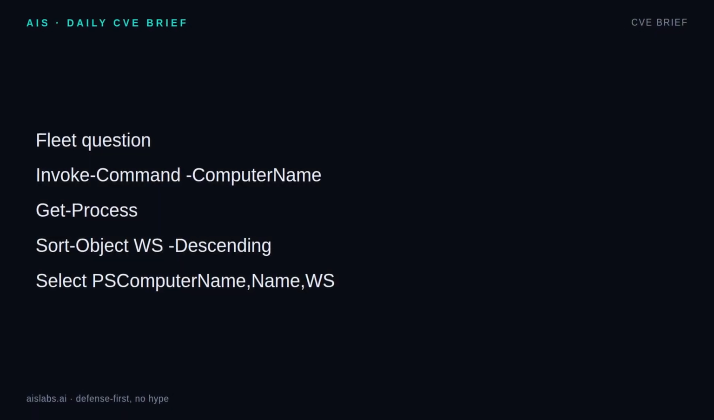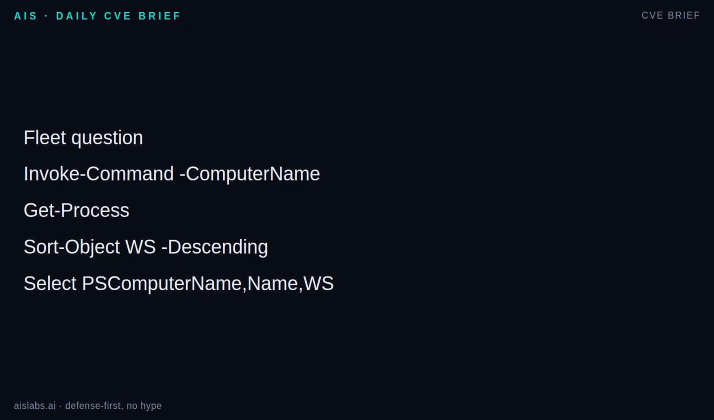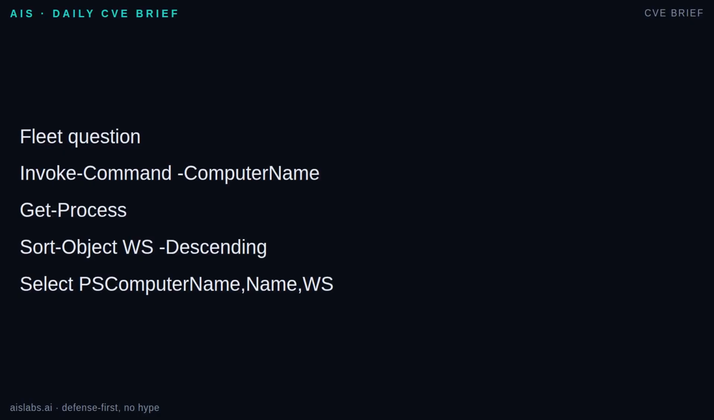Here is a real admin-shaped request. Operations asks which processes are using the most memory on 3 application servers after last night's patch window. If PowerShell remoting is already approved in your environment, run Invoke-Command -ComputerName app01, app02, app03 -ScriptBlock, Get-Process | Sort-Object WS -Descending | Select-Object -First 5 -Name, ID, WS, CPU.